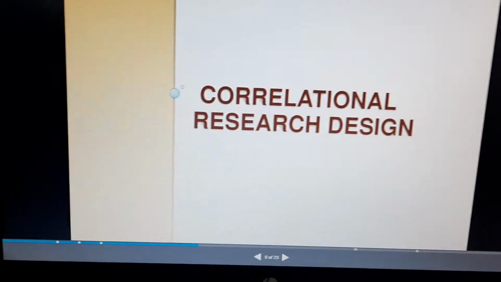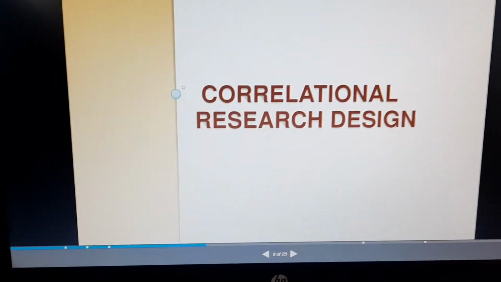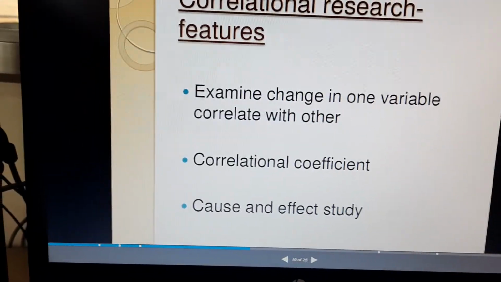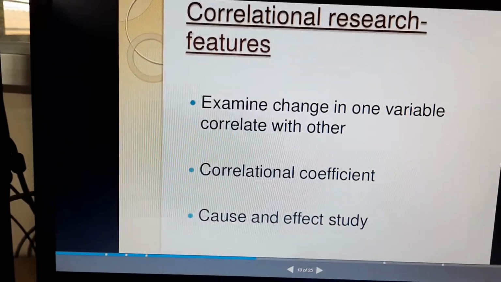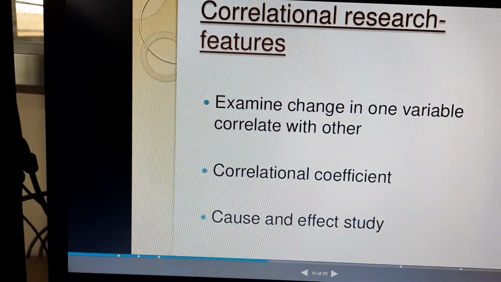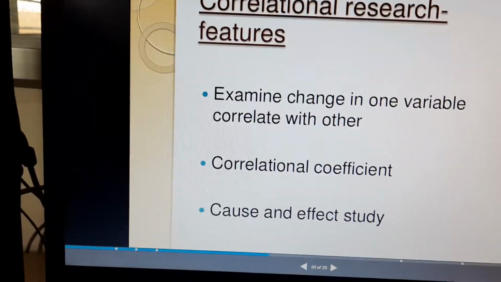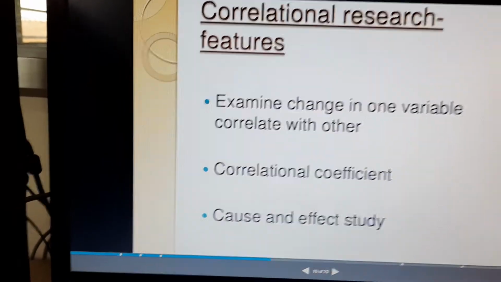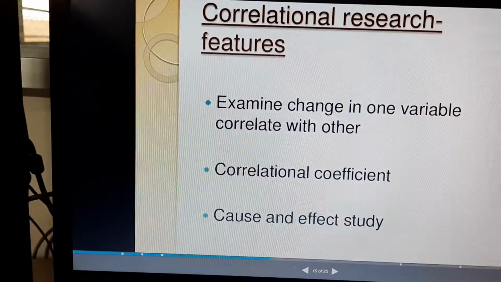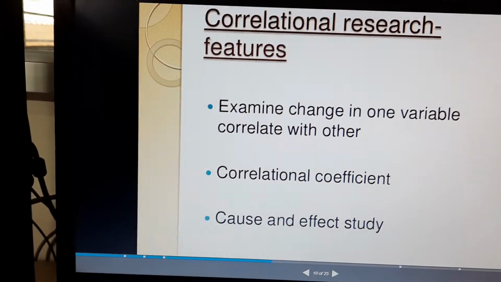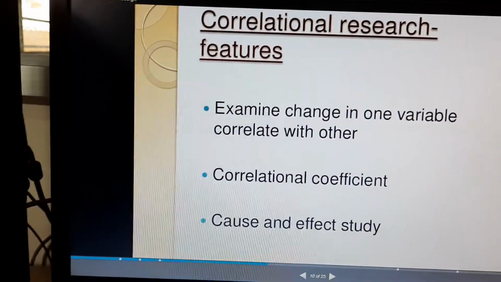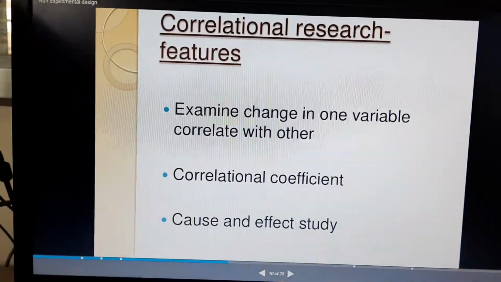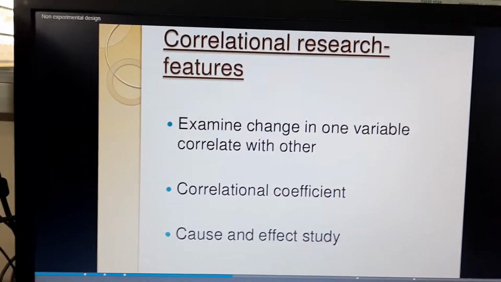Next one is correlational research design. In correlational research design, the researcher examines the change in one variable and correlates it with another. The correlational coefficient you will study in the methodology. I hope you have studied it in the methodology.